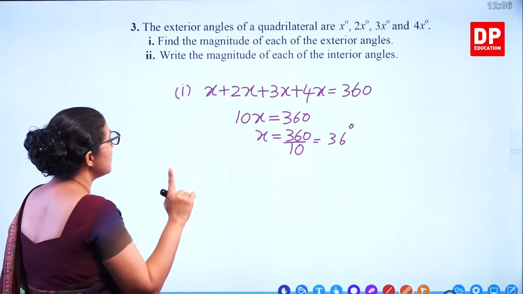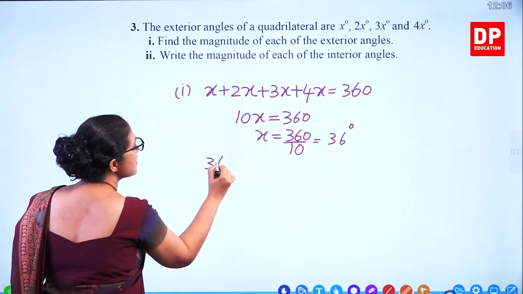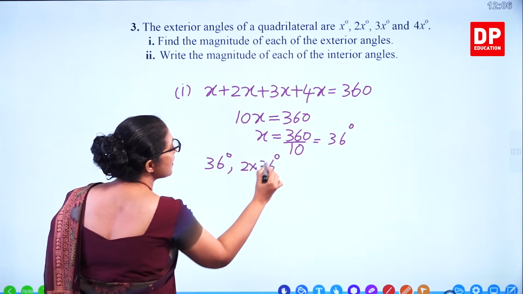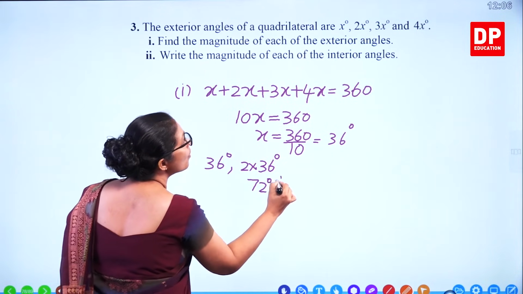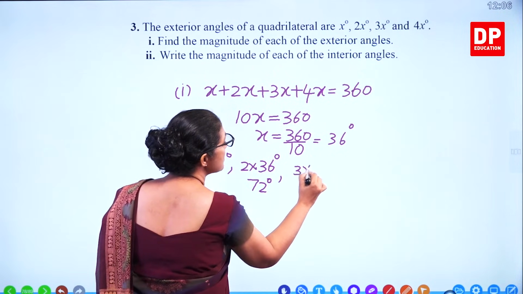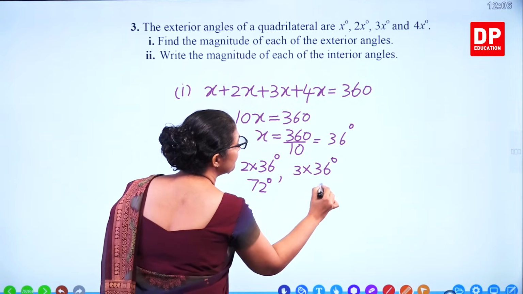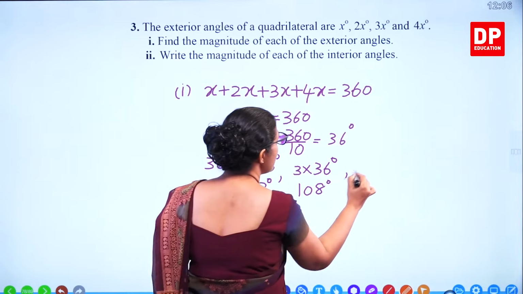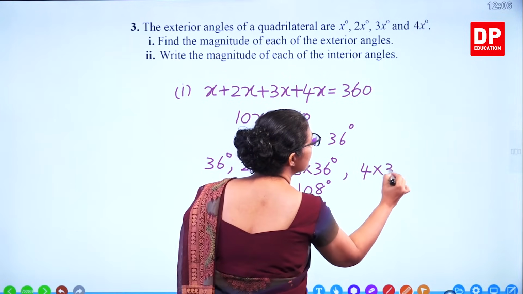So each angle we have to write. One is 36. What's the other one? 2 times 36. That's 72. Other one is 3 times 36, 108 degrees. And the other one is 4 times 36.